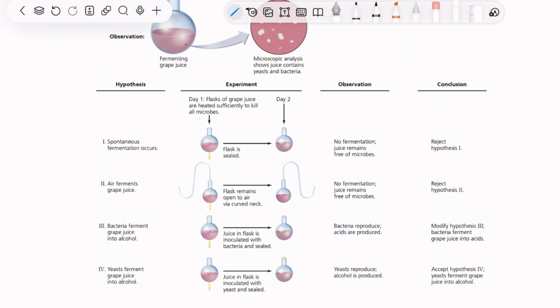Hypothesis 2 states that the presence of air causes fermentation. So the flask was left open via a curved neck to allow airflow while preventing contaminants. Again, no fermentation occurred, rejecting the idea that air causes fermentation.